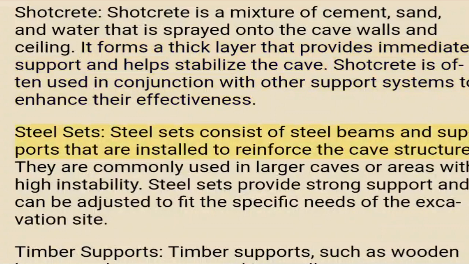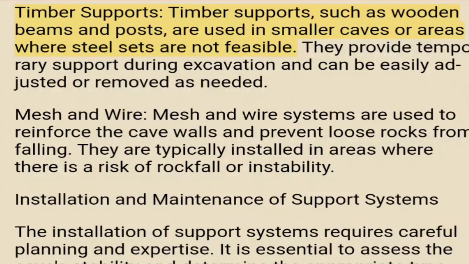Steel sets. Steel sets consist of steel beams and supports that are installed to reinforce the cave structure. They are commonly used in larger caves or areas with high instability. Steel sets provide strong support and can be adjusted to fit the specific needs of the excavation site. Timber supports. Timber supports, such as wooden beams and posts, are used in smaller caves or areas where steel sets are not feasible. They provide temporary support during excavation and can be easily adjusted or removed as needed. Mesh and wire. Mesh and wire systems are used to reinforce the cave walls and prevent loose rocks from falling. They are typically installed in areas where there is a risk of rockfall or instability.